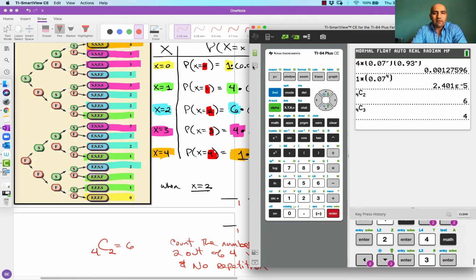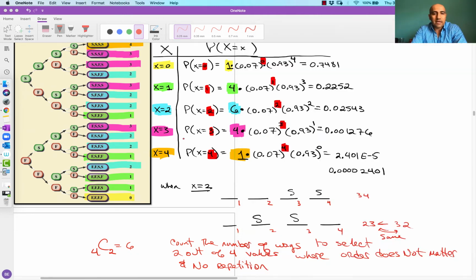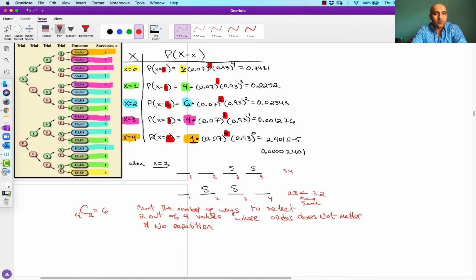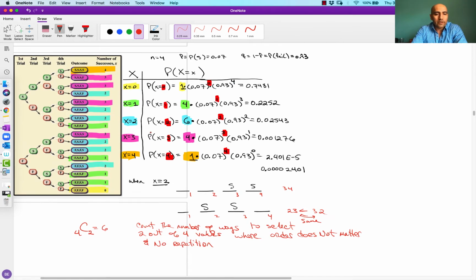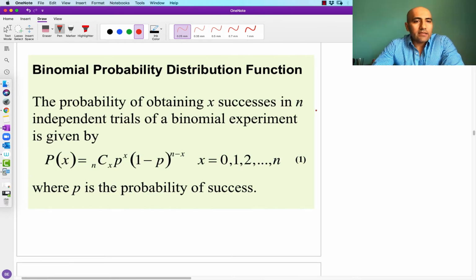Okay, so we have everything we need to come up with a really nice, easy formula for figuring out the probability distribution table for a binomial random variable. Okay, let's look at the formal presentation of that formula. Okay, finally, the binomial probability distribution function.